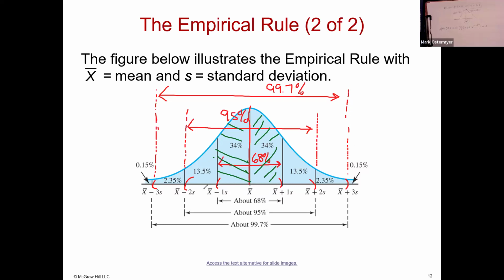We would expect 13.5% of your observations to lie between two standard deviations below your mean to one standard deviation below your mean. Likewise, 13.5% of your observations will lie between one standard deviation above your mean to two standard deviations above your mean.